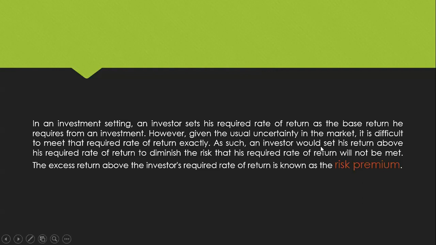So as such, an investor would set his return above his required rate of return to diminish the risk that his required rate of return will not be met. The excess return above the investor's required rate of return is known as the risk premium. So our initial assessment of the required rate of return, we add to it to compensate for the uncertainty in the market, and we call it the risk premium.